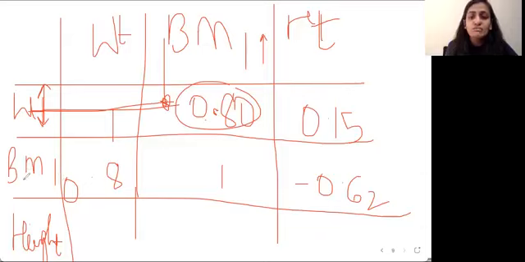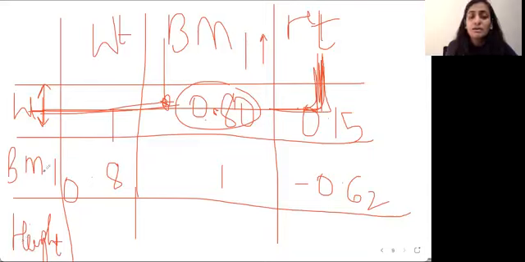What is the correlation between weight and height? It's a very poor correlation, right? So you cannot really interpret what's going to happen. So it's a very weak positive correlation.